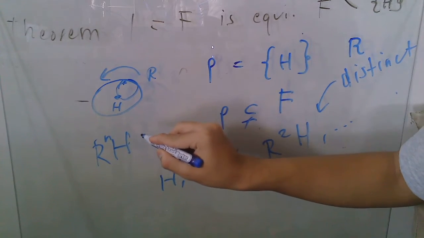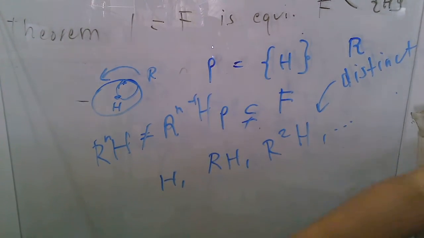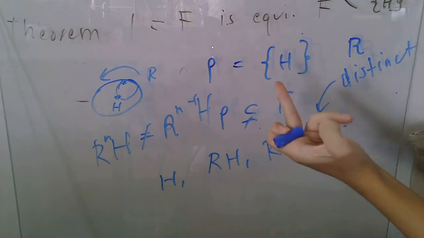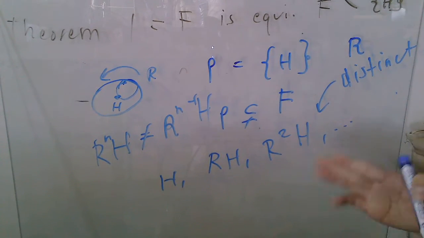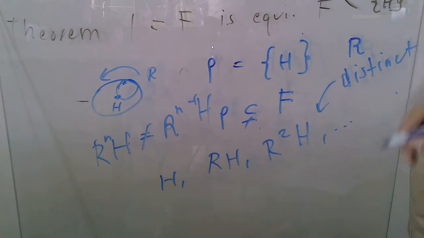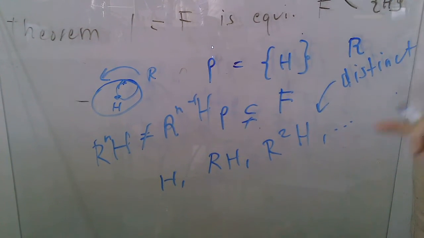R to the n is not equal to R to the n minus 1 H. So any two actions here on the set H, or the center, are not the same. That's what we mean by distinct. And they do not correspond to the empty action, which is denoted by epsilon. None of these results in the empty action.